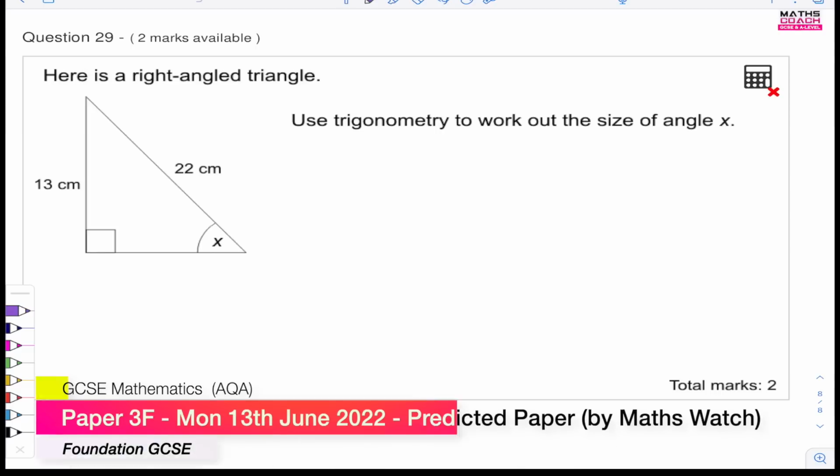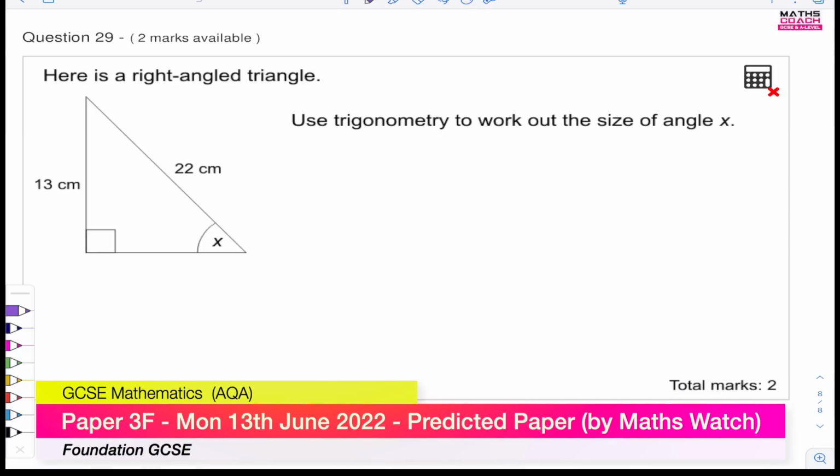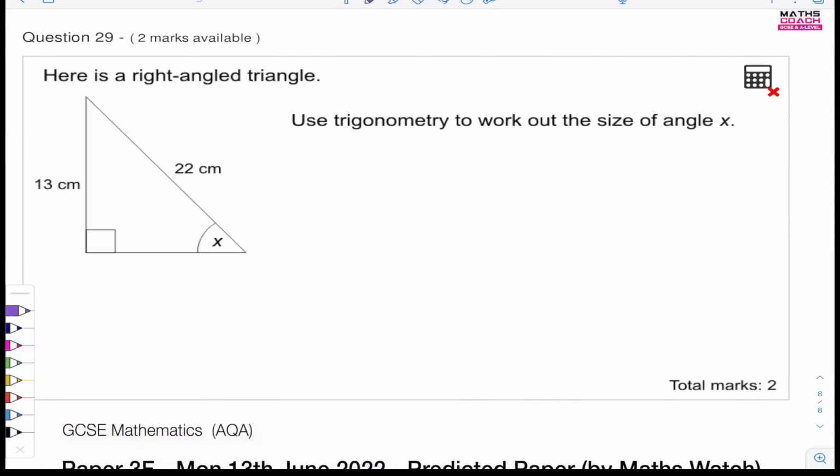Okay guys, so many of you have been asking me to do a predicted paper solution for AQA. So this is a foundation paper three, for the foundation tier of course, and this has been compiled by MathsWatch. Okay, so I'm going to start from the back and then work our way to the front.